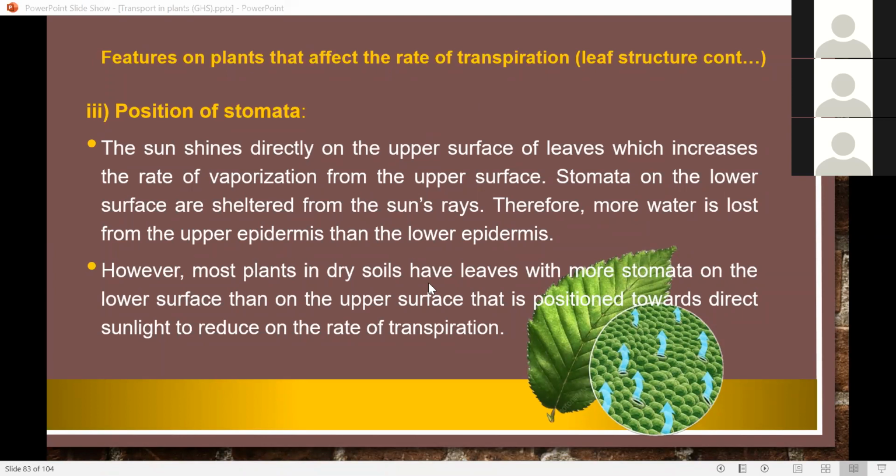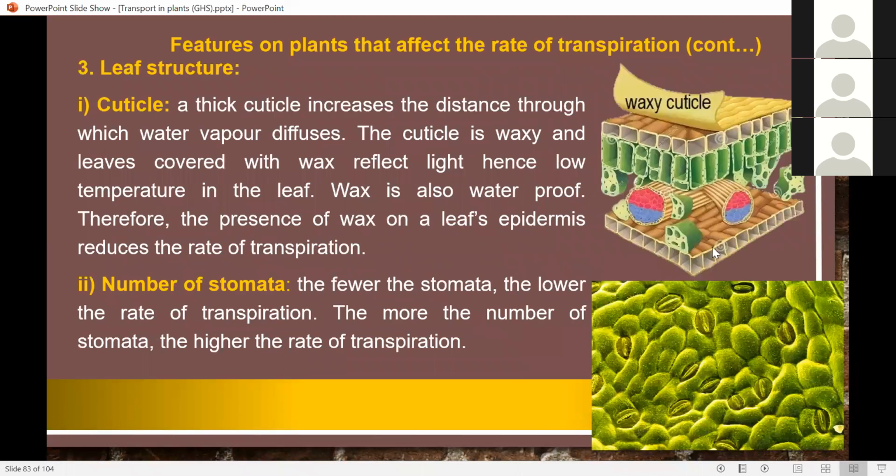Okay, so I was still saying that the stomata can be positioned either on the upper surface or on the lower surface of the leaf. Now, if I ask you, dear girls, to explain or to discuss, what do you think would happen if a plant had more stomata on the lower surface than on the upper surface?